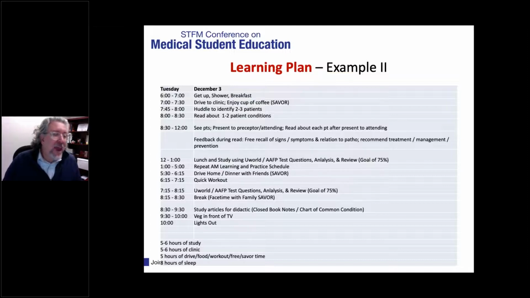Right? And while I'm reading, I'm going to practice deliberate, effective strategies to elaborate. How? By using a free recall of signs and symptoms in relation to the pathophysiology, or a free recall of recommendations for treatment, management, and prevention. I'm not just going to read, I'm going to actively test myself on what it is I'm reading about, so that not only am I ready to go when I see the patient, but I'm also learning the material just as a matter of course by being in clinic.